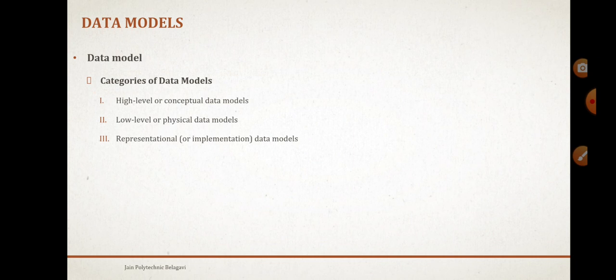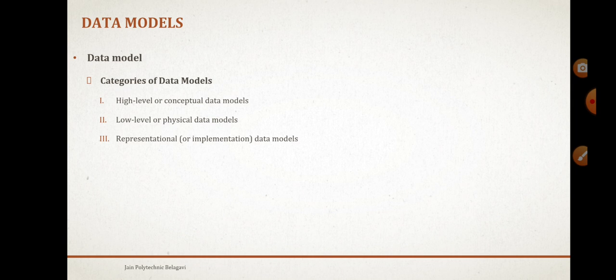First one is high level or conceptual data models, low level or physical data models, and representational or implementation data models. So first, what is high level or conceptual data models? Conceptual data models use concepts such as entities, attributes, and relationships. So what is meant by entities? An entity represents a real world object or concept such as an employee or a project from the mini world.